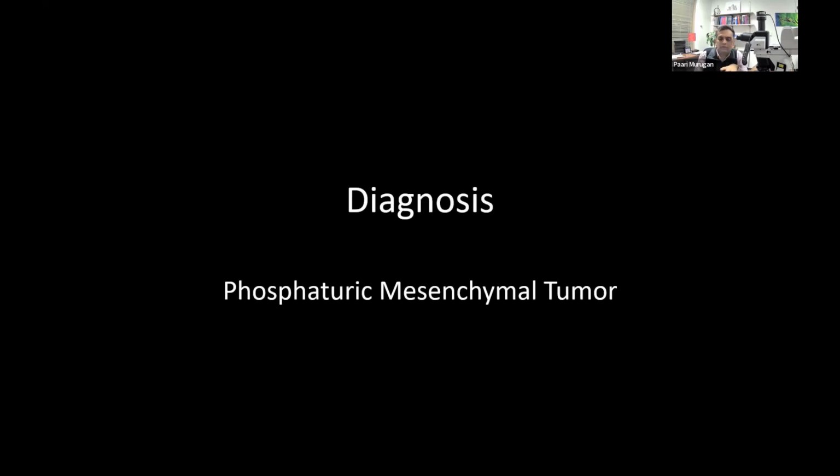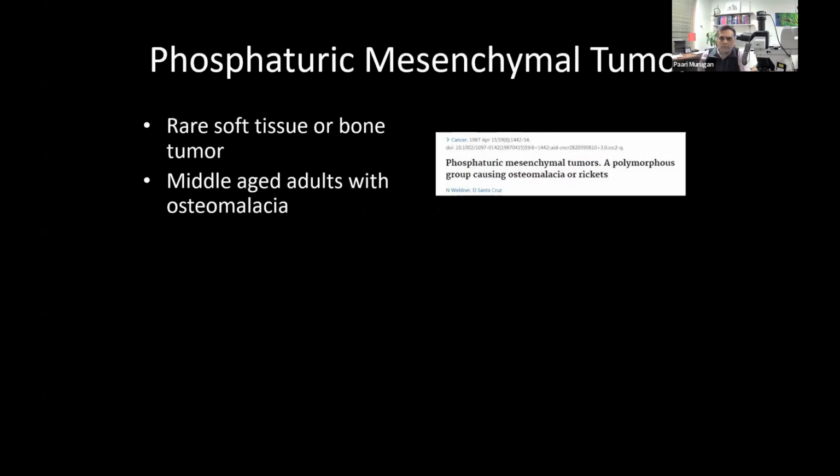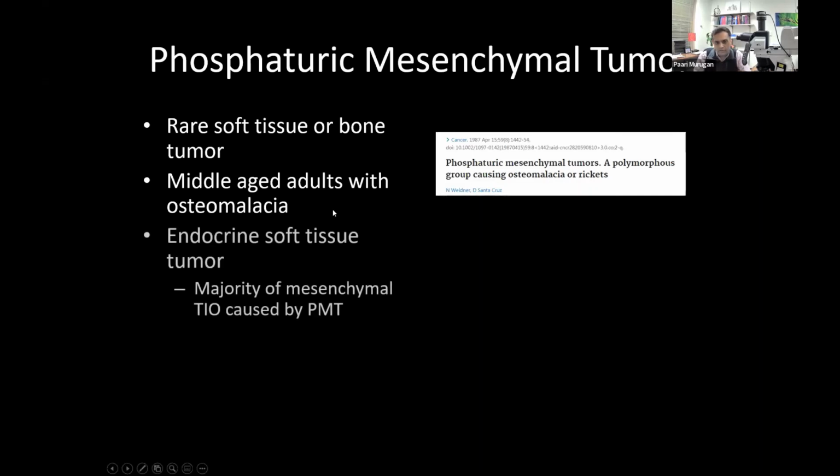An extremely rare tumor. Incidence is less than 0.5%, and it's very fascinating the way this tumor works, because there are hardly any other soft tissue tumors that actually have an endocrine effect. This was first described way back in 1987, and these particular mesenchymal tumors were known to cause osteomalacia and rickets in younger people, and these typically occur in middle-aged adults.